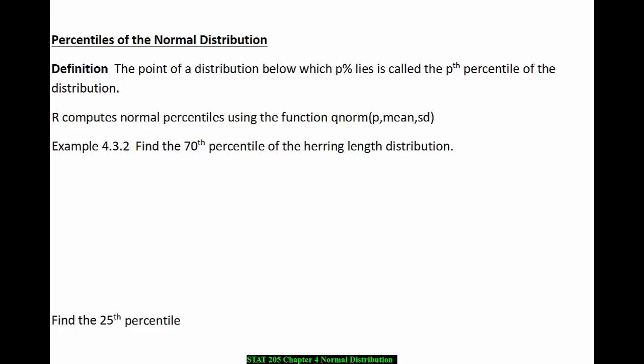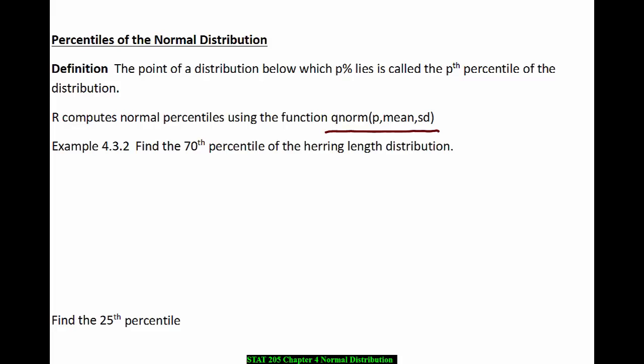So R is going to compute normal percentiles for us using a new function called the qnorm function. So instead of a p or a d, this one's a q. When you want to find a percentile of a distribution, you want to use one of the q functions. So qnorm takes three arguments. It takes the probability, that's the area to the left of the value you want to get out, and then the mean and the standard deviation. So let's go ahead and do an example of this.